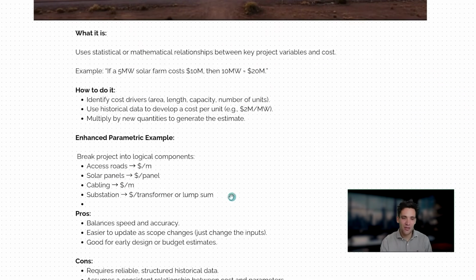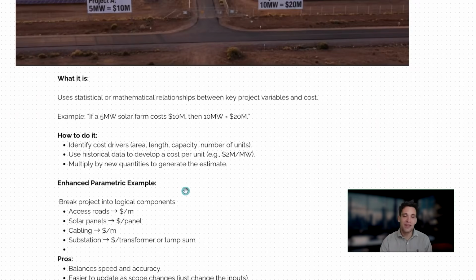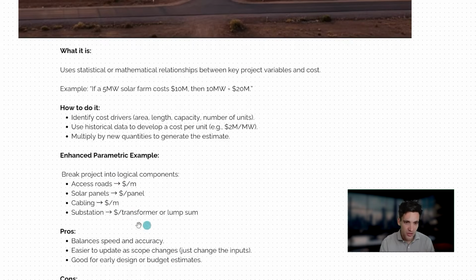There's another way I like to do this, which I'll refer to as enhanced parametric estimate, which is basically you just take the project, break it down into the component bits of scope, but very high level, then you use those to adjust the price. Now, you need a little bit more data to do this because you need to understand basically the key scope and the key quantities surrounding that scope.